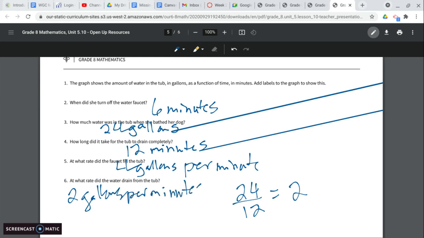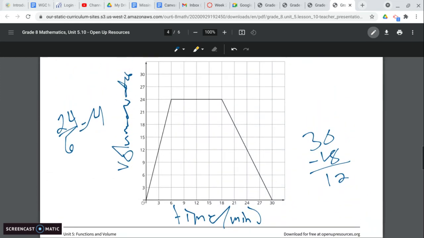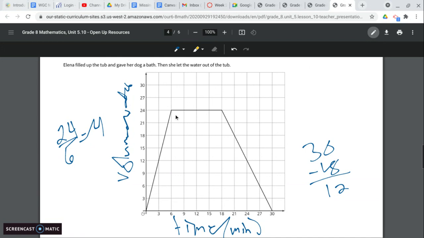So our graph here has different slopes, and that's okay. This kind of graph is made up of 3 different linear equations, and it's what's known as a piecewise function because it's broken into different pieces for different intervals. So the first interval from 0 to 6 has that rate of 4 gallons per minute. From 6 until 18, it has a slope of 0. And then from 18 to 30, it has a slope of negative 2, because we're going down 2 gallons per minute. So different slopes for the different pieces.